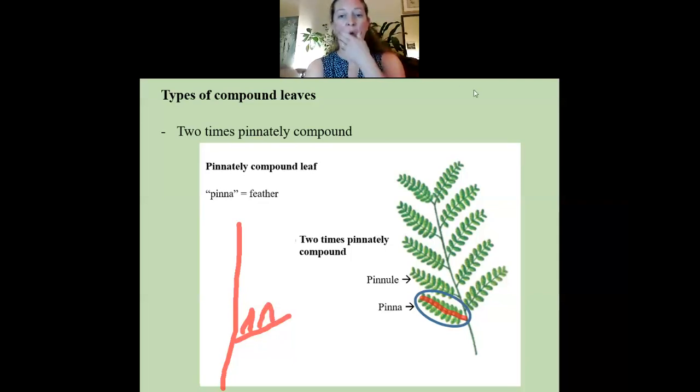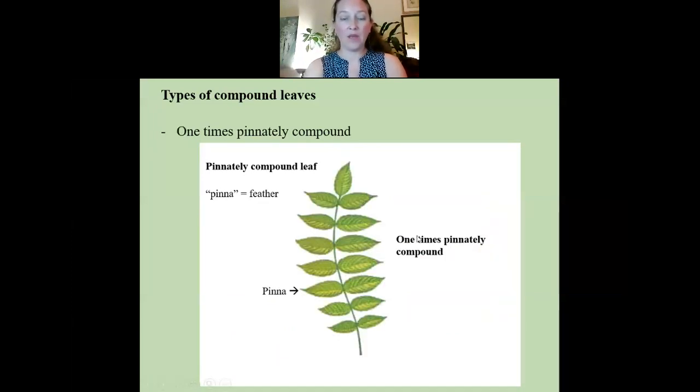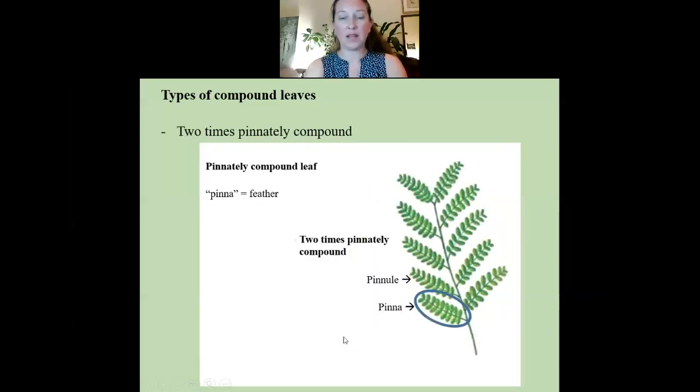Okay. That took longer than I was expecting. So remember, if you have a 1 times pinnately compound leaf, the leaflets are called pinna. If you have a 2 times pinnately compound leaf, the first division is called a pinna, and the smallest division is called a pinnule. So each of these little guys here, 1, 2, 3, those are each a pinnule, right? Whereas this whole thing here is a pinna.